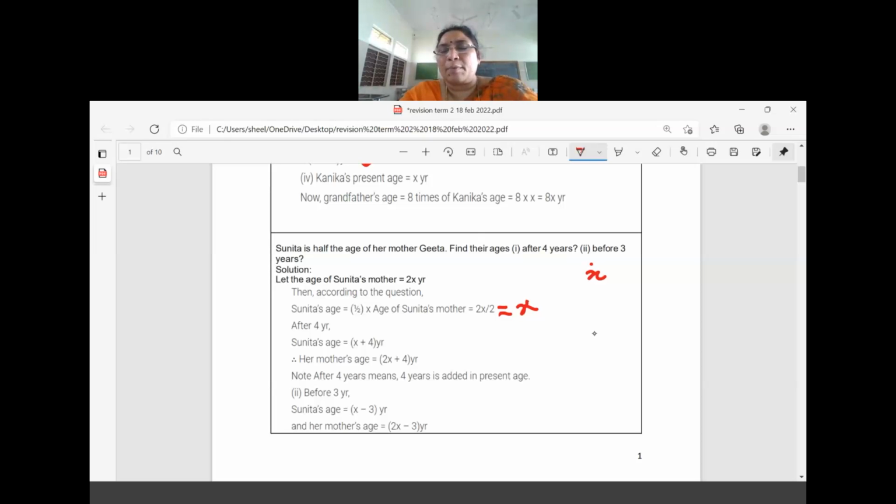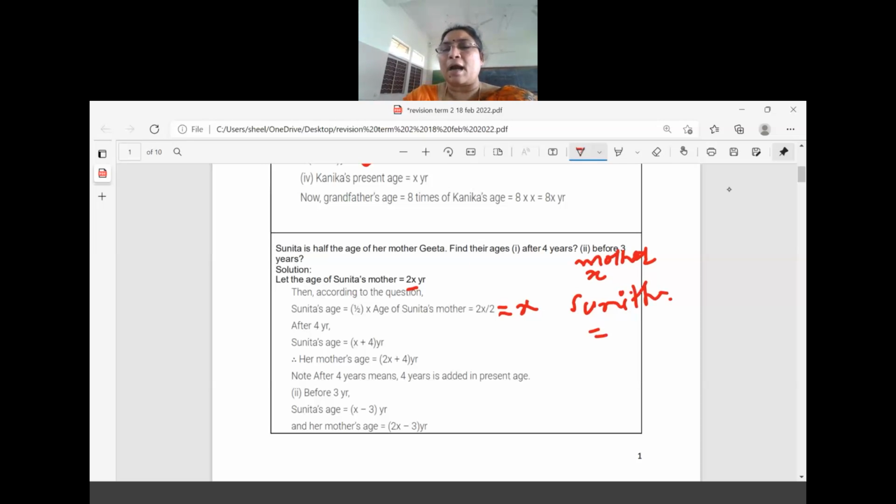Right. Now what will happen if I take just x instead of 2x? Whose age am I taking? The mother's age. Now what is Sunita's age? It will be half of the mother's age, so we'll get x by 2. For avoiding this half, that is why we have taken 2x here. In this way also we can go.